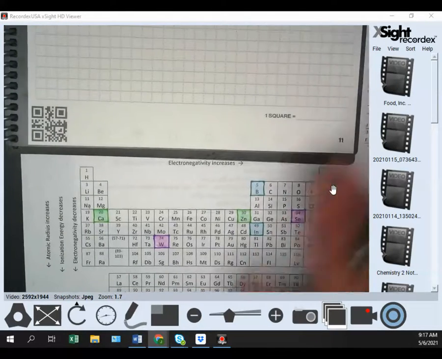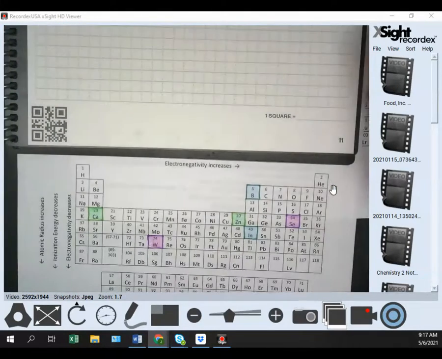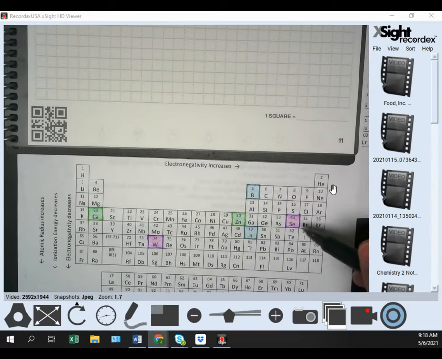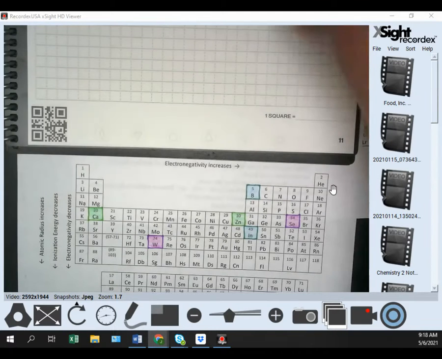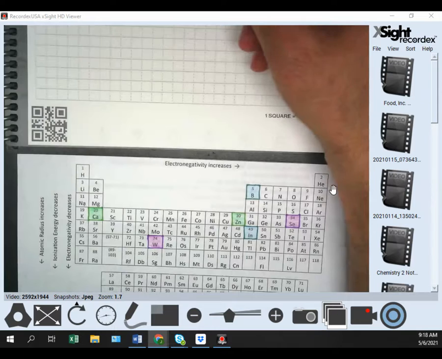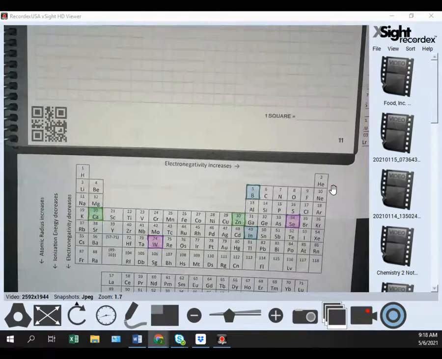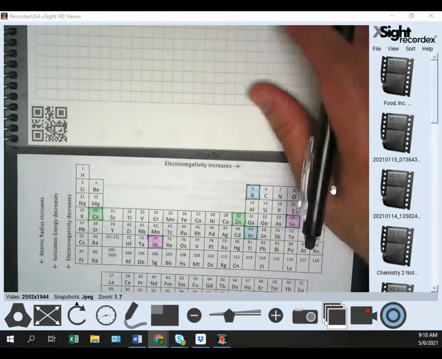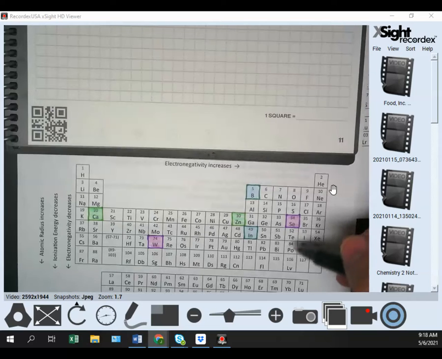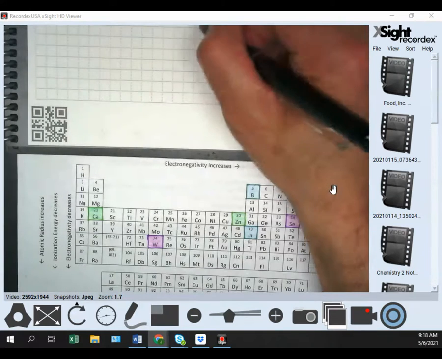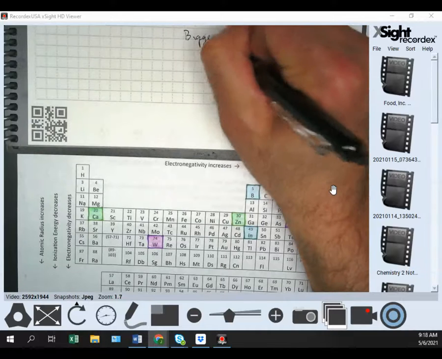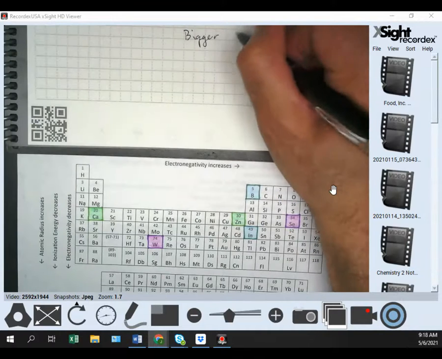So I'm going to use the Po. I'm just going to pick two of them. It doesn't matter which one you start with. I'm going to pick the Po and one of them to compare. So I want, what did I say? Electronegativity. Oh, I haven't written yet. Did I say increase or decrease for electronegativity? Did I not pick one? Let's say which one has the bigger electronegativity.